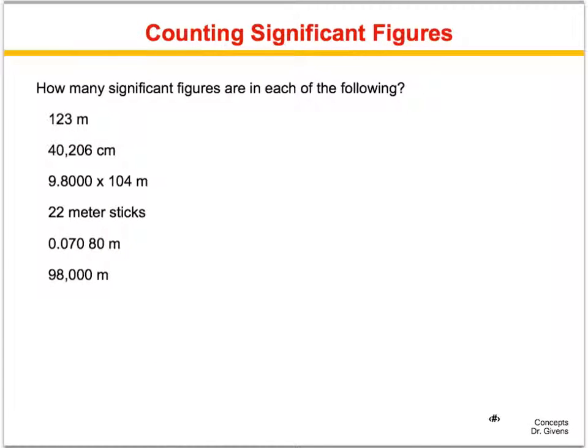Now for some practice. How many significant figures in each of the following? 3. They are all non-zero. They all count. How many in this one? 5 significant figures. 1, 2, 3, 4, 5. All the captive zeros, the 2 count. How many significant figures in this? We have 9.800 times 104. So we take 9.8 times 104, and we get a number like this, 1019.2.